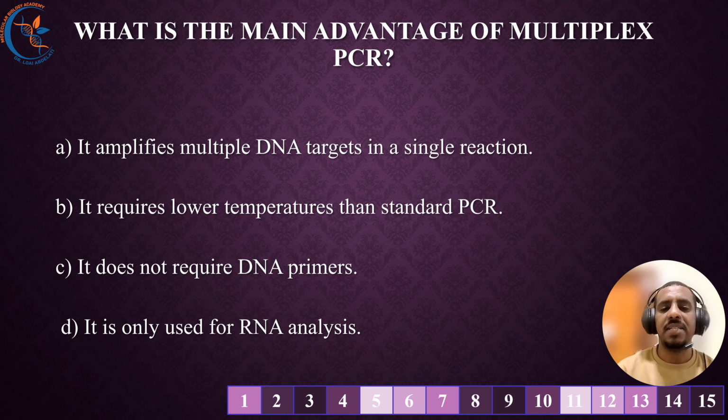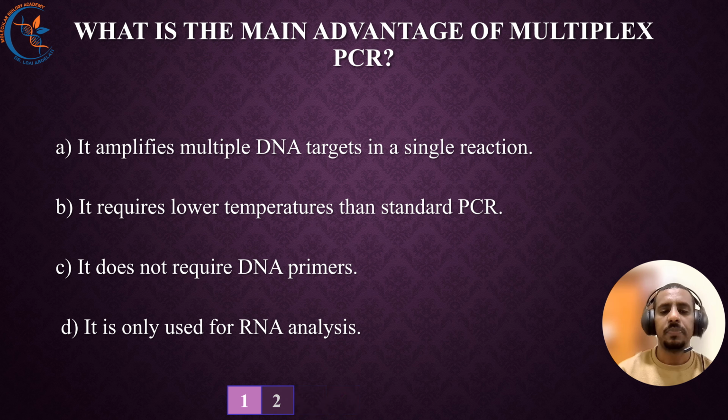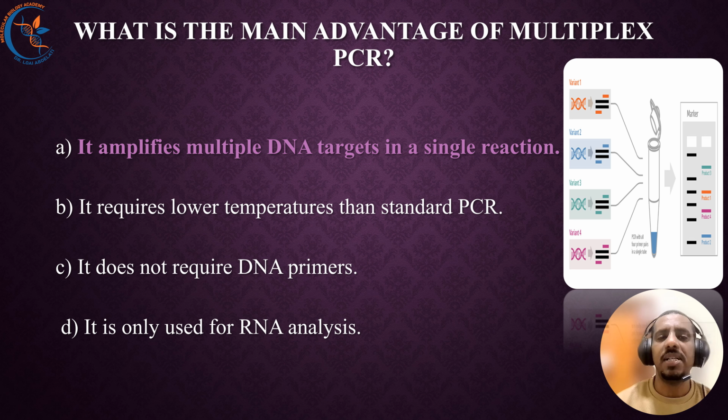Now we move to multiplex PCR questions. The first question here: what is the main advantage of multiplex PCR? The correct answer: it amplifies multiple DNA targets in a single reaction. As we know, multiplex PCR allows for simultaneous detection of multiple genes, saving time and reagents. All right, let's move on.